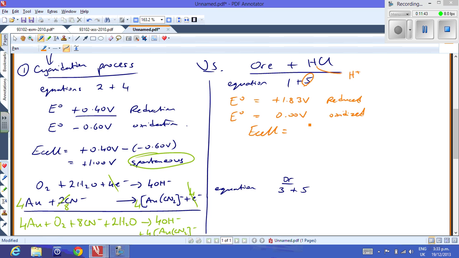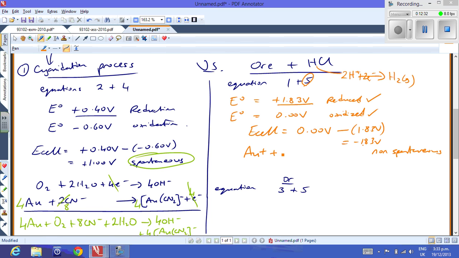If we want the reduction of H+ to hydrogen gas to actually be able to happen, then the E cell is going to be 0.00 volts minus 1.83 volts, which is equal to -1.83 volts, which is non-spontaneous. I can see that from just writing the E naught values down here: this process would rather be reduced and this would rather be oxidized. So that reaction is non-spontaneous if you combine equations 1 and 5, for the simple fact that the E naught value is much greater for equation 1. So the gold ions, if they do form, will be immediately reduced back to solid gold, which is getting you nowhere because you needed the gold ions to complex them with the cyanide.